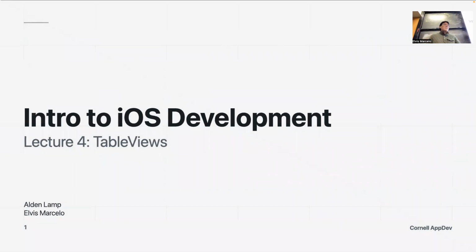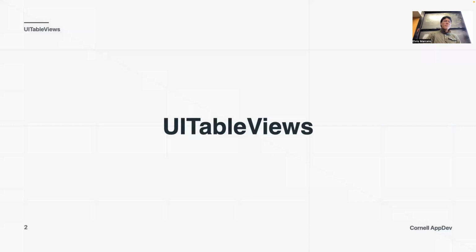So today we're going to be talking about table views. Table views are another kind of view that are very important in app development. As we evolved from just going from one view to another view, we want to add more detail to our views. So how do we actually do that? Well, we can do that through table views.